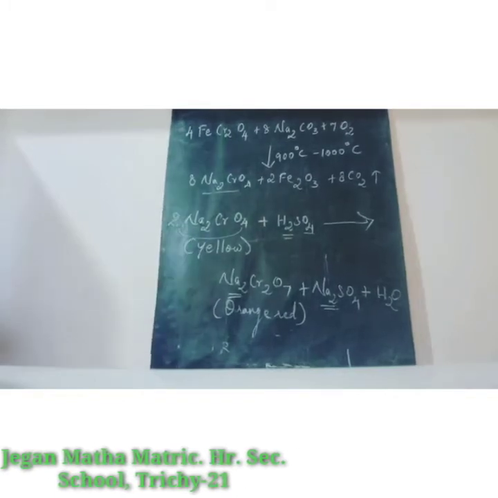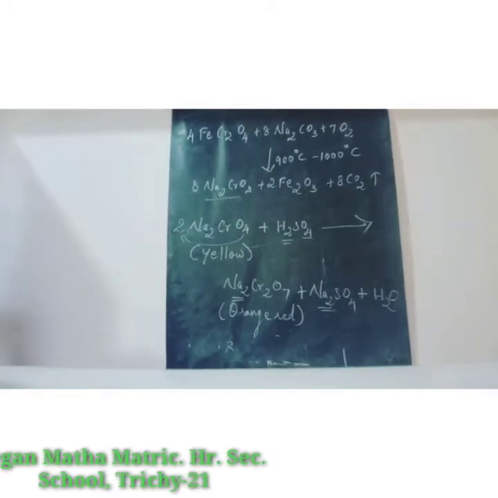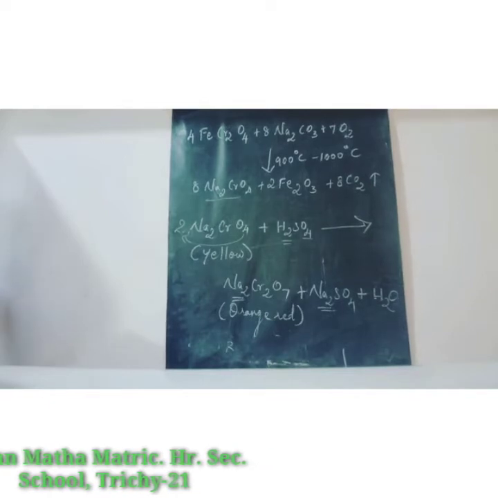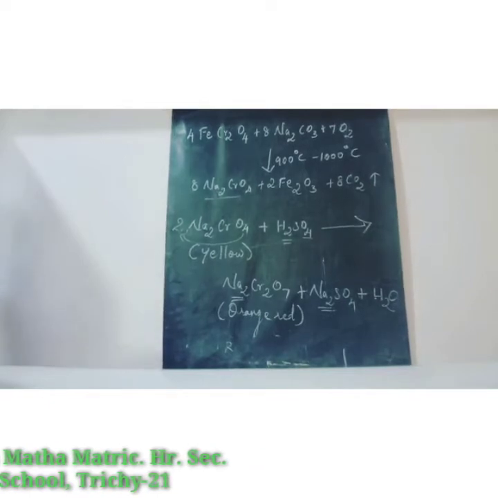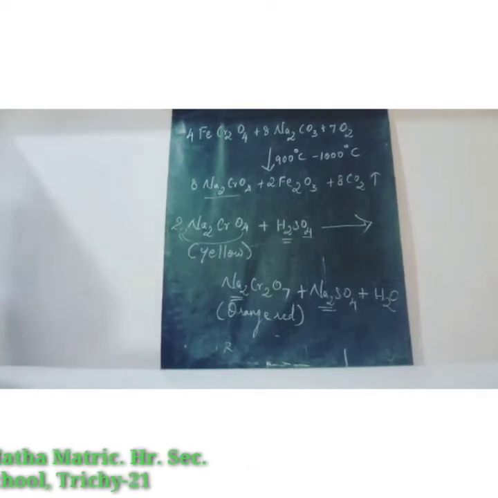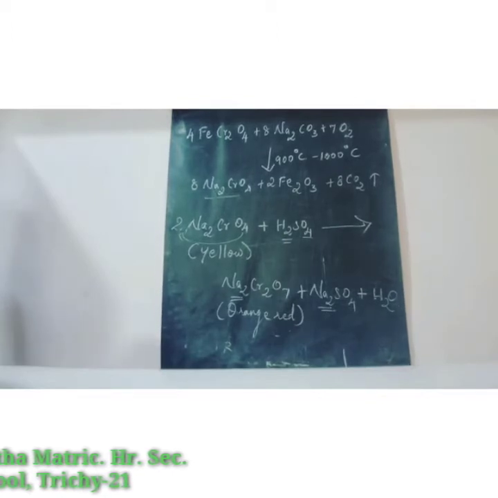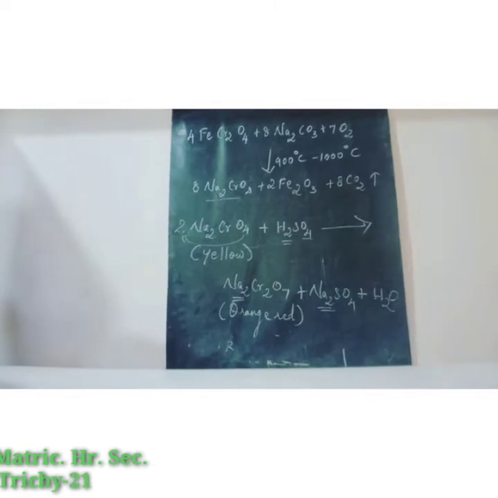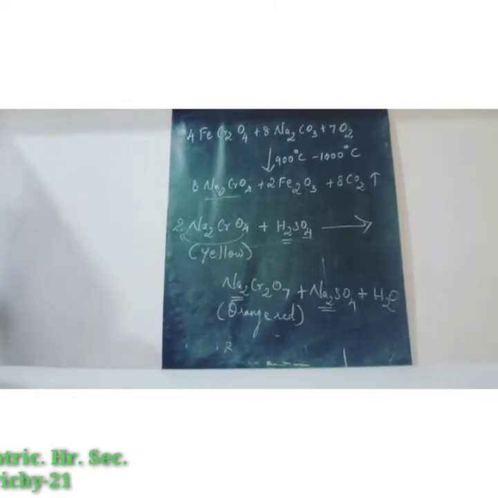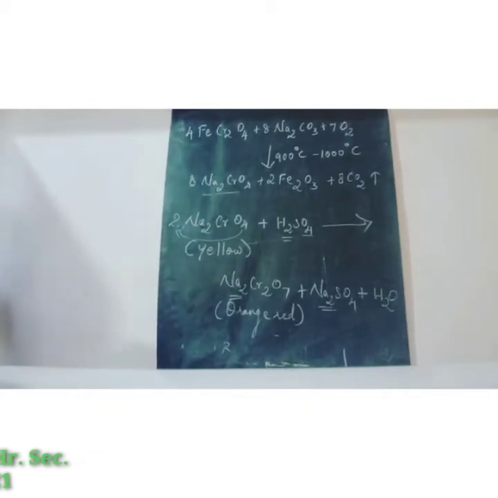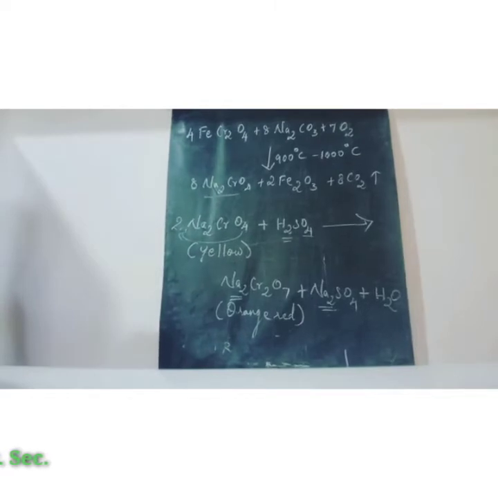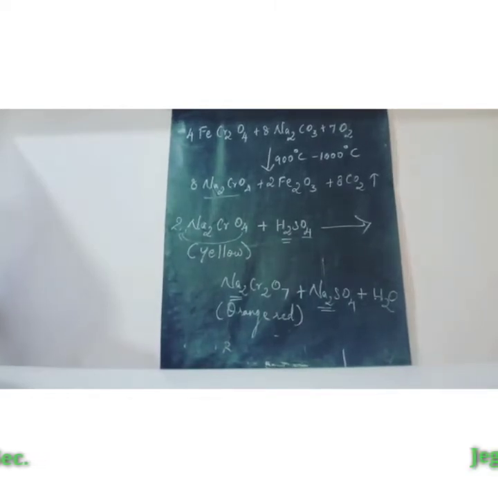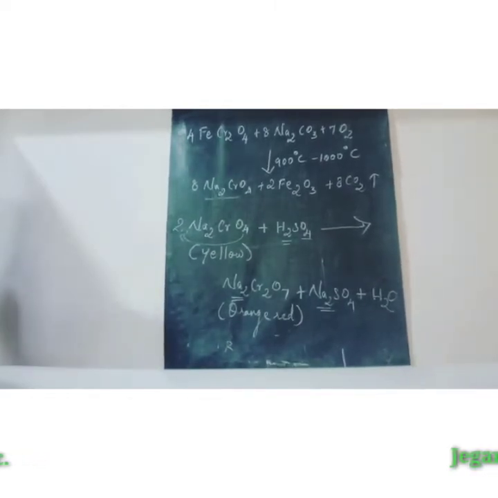Okay, so here sodium dichromate, Na2Cr2O7, is taken. The color of sodium dichromate is orange red. It is reacted with potassium chloride, KCl. After that it converts into potassium dichromate, K2Cr2O7. Here also the color is orange red, plus NaCl is formed. Here sodium is 2 times, so 2 times NaCl is formed.